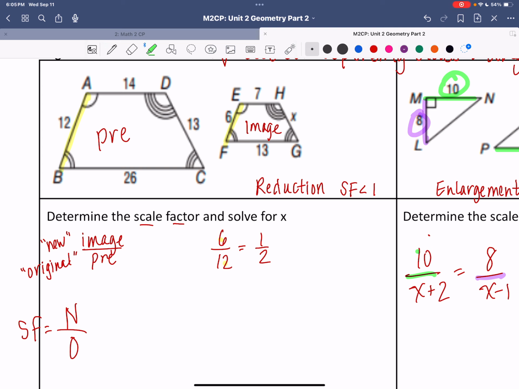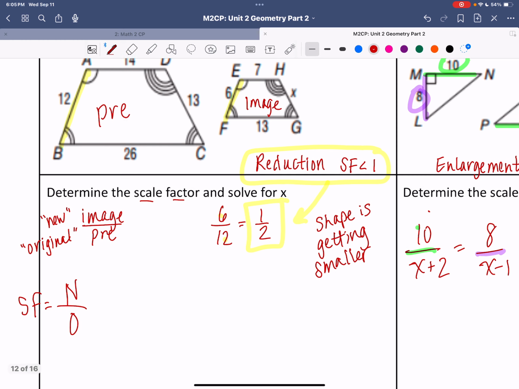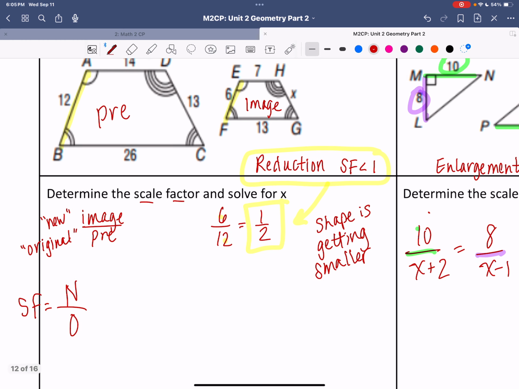Well, that makes sense because a reduction is a scale factor less than 1. So this means the shape is getting smaller. Which makes sense. All right, so now that we did that, now we need to actually solve for x.